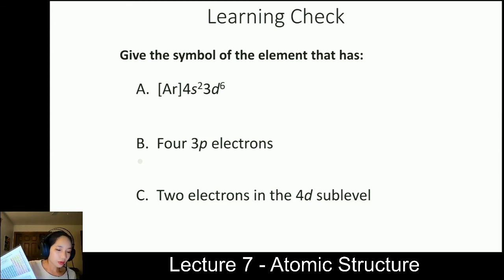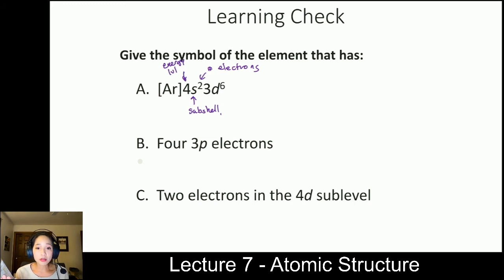So the superscript here means number of electrons. And then our number here, 4, that's our energy level N, or our shell. And then s, that's our subshell. And then the superscript is the number of electrons in that subshell. So what's different here is it has the element argon in brackets.